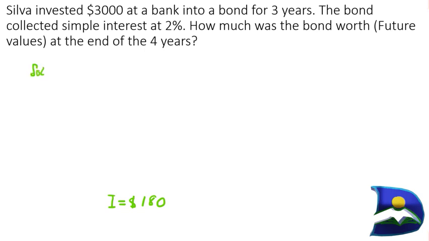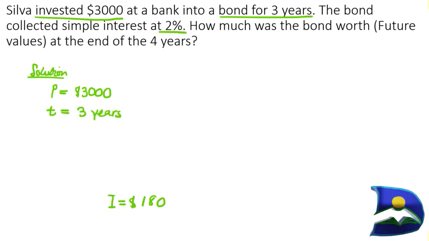So the solution shows us that we have the investment money, which is the principal, to be 3,000, and then we have the years that the bond lasted, which is the time, 3 years. And the next is the rate, and the rate here is 2%, which, if we convert it to decimal, becomes 0.02.